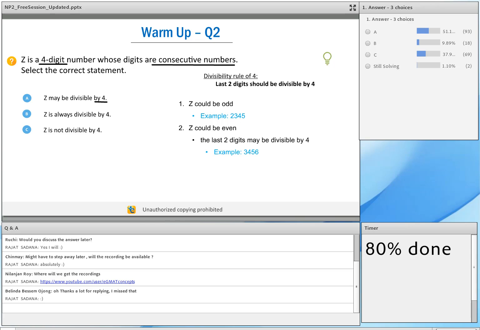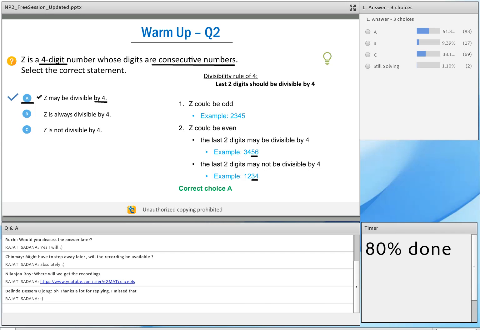So 3, 4, 5, 6. In this case, 56 is divisible by 4, and hence this number is. And in the other case, 1, 2, 3, 4, 34 is not divisible by 4, hence 1, 2, 3, 4 is not. So your correct answer is that Z may be divisible by 4. There's a chance that Z may be divisible by 4, and there's a chance that Z may not be divisible by 4. So hence choice A is your correct answer.